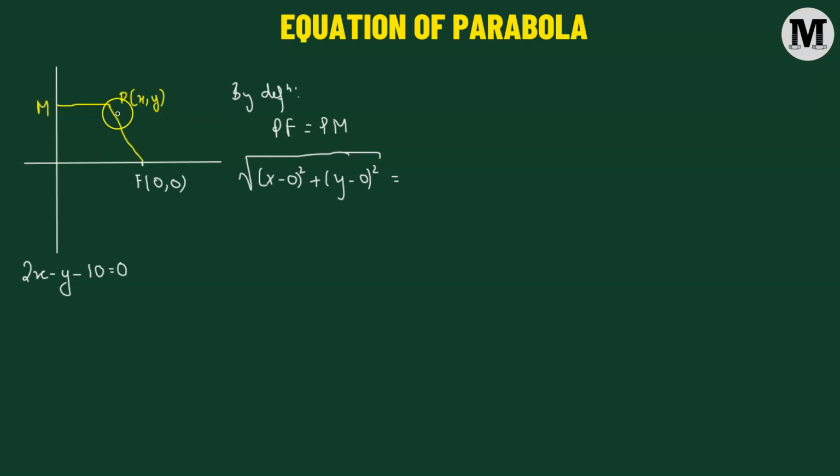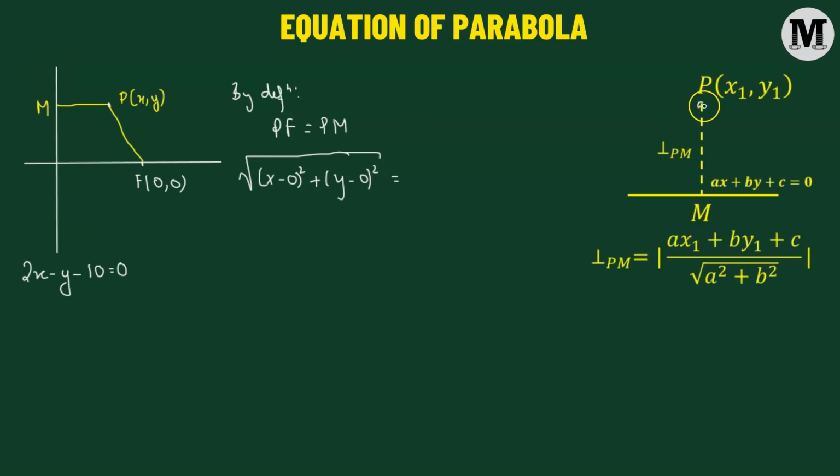Now there is a formula for finding the perpendicular distance of any point from the directrix line. Let's go through the formula. Let's say we have a point P with the coordinates (x1, y1), and then we have a straight line with the equation ax plus by plus c equals 0. Then the perpendicular distance of point P from the line, that's PM, will be given by the absolute value of ax1 plus by1 plus c divided by the square root of a squared plus b squared. Here a and b are the coefficients of x and y, and c is the constant term of the straight line. We're going to use the same formula here.